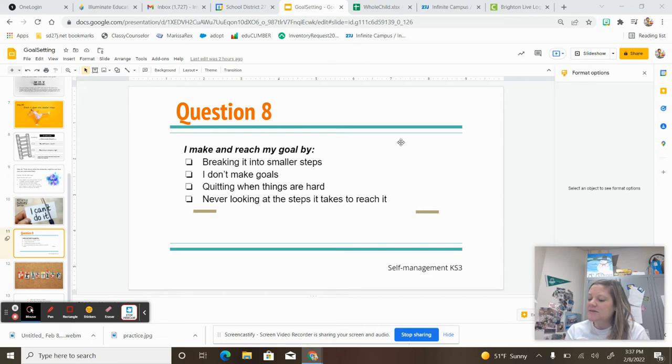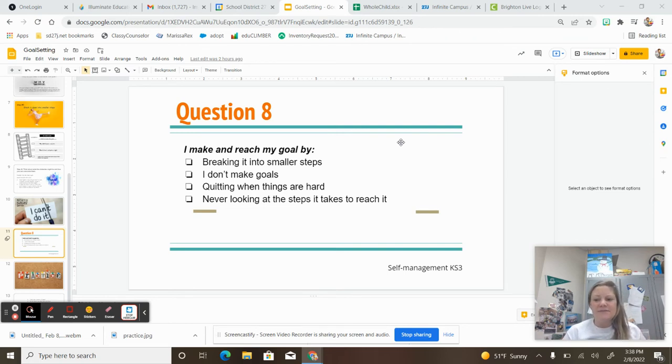And then the last step for goal setting was to think about obstacles and just be prepared how you're going to work around the obstacles. So we are now looking at this slide. It says question 8. This is a question taken directly from the SEL assessment that I gave you at the beginning of the year on the computer.